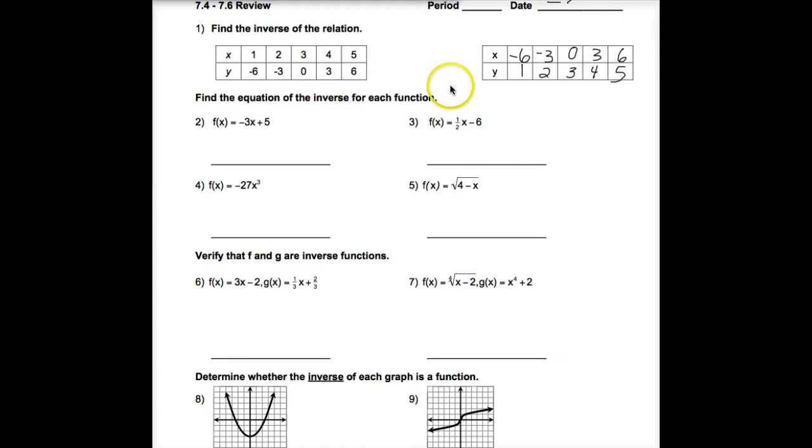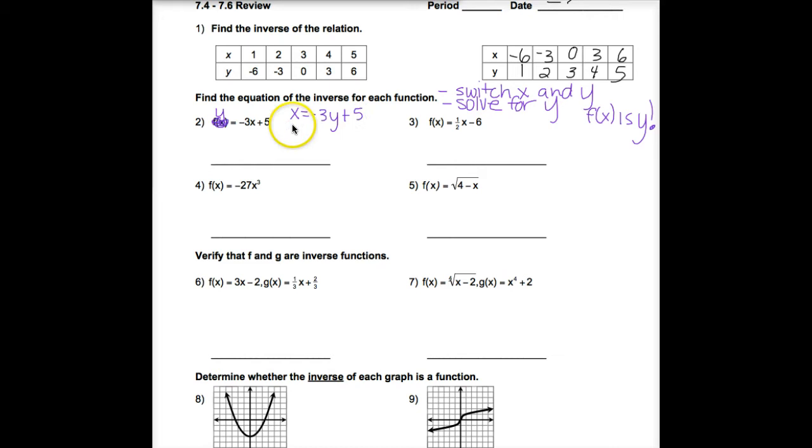Find the equation of the inverse. Remember that the process is that you are going to switch x and y, and then solve for y. Also remember, f of x is y. So if for some reason you've forgotten that those mean the same thing, then write it the other way if that makes it easier for you. So here on number 2, make this a y. Then in my first step, when I switch x and y, it should be x equals -3y plus 5.